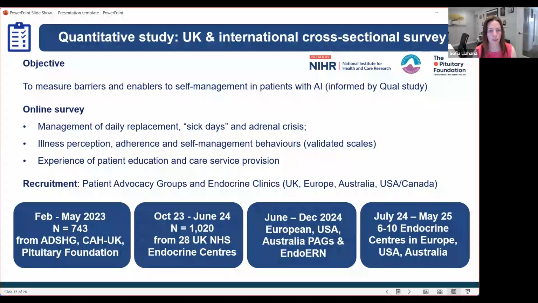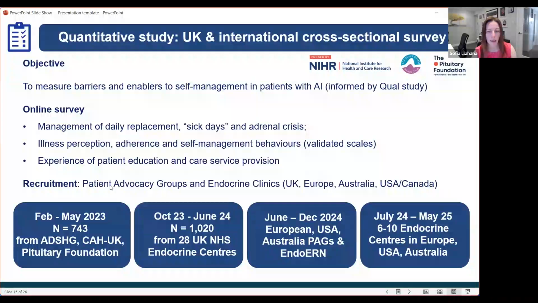This is phase 2 of the study, which involved an online survey plus hard copies of the questionnaire, aiming to look at how adrenal insufficiency is managed in terms of daily replacement, sick days, and prevention of adrenal crisis, and looking at self-management behavior. So what people do in managing day-to-day medication, sick days, and prevention of adrenal crisis, through a questionnaire developed from previous focus group interviews with people with adrenal insufficiency. We are also looking at experience of patient education and care service provision across the UK.